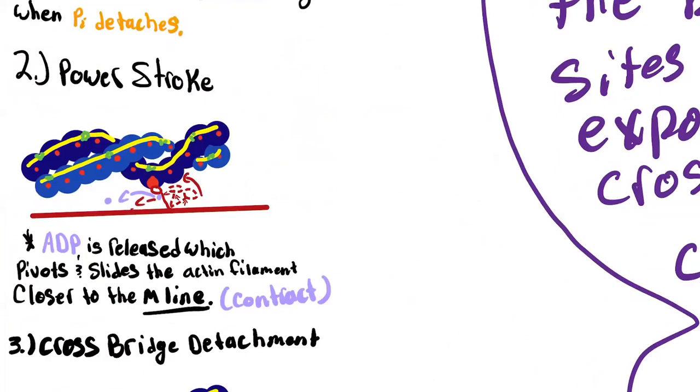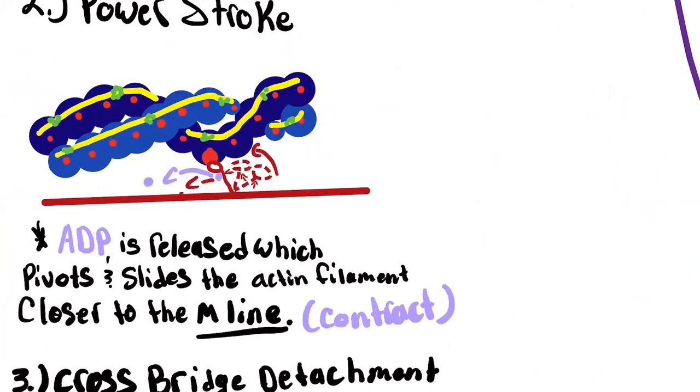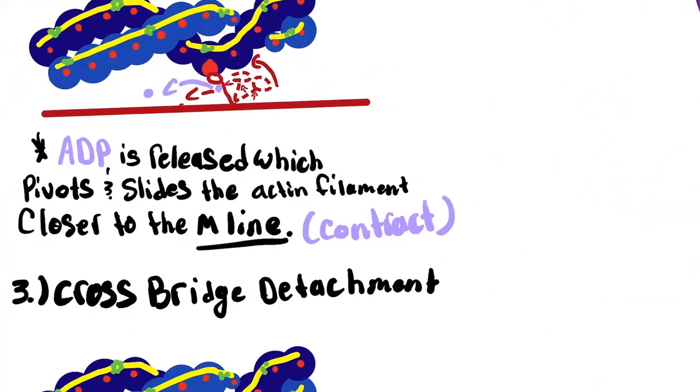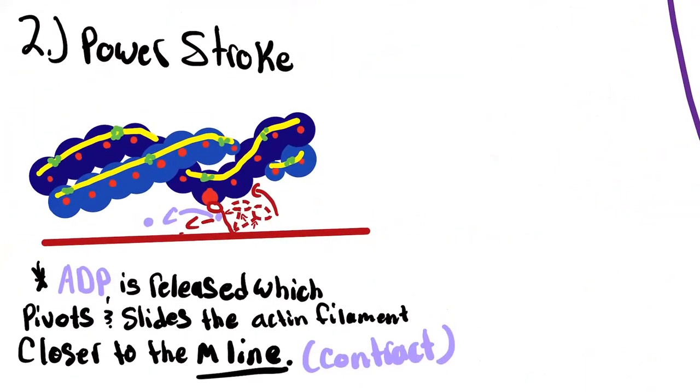So, and also in this stage, the ADP is going to be released. So once the ADP is released, that's what causes the sliding of the actin and the myosin. So if you can see here, the movement here, and then the ADP releases, and the myosin head moves the actin.